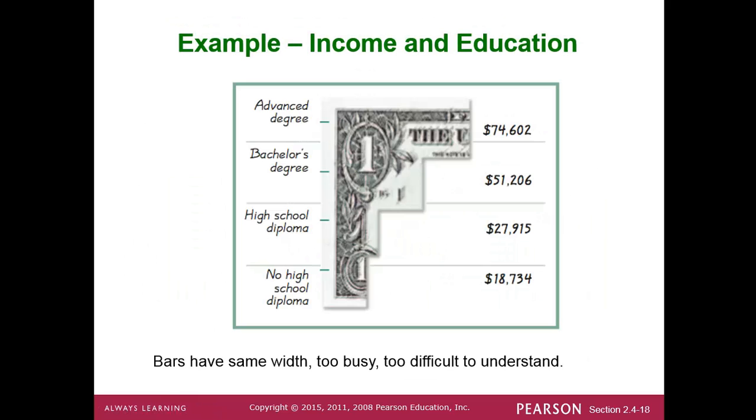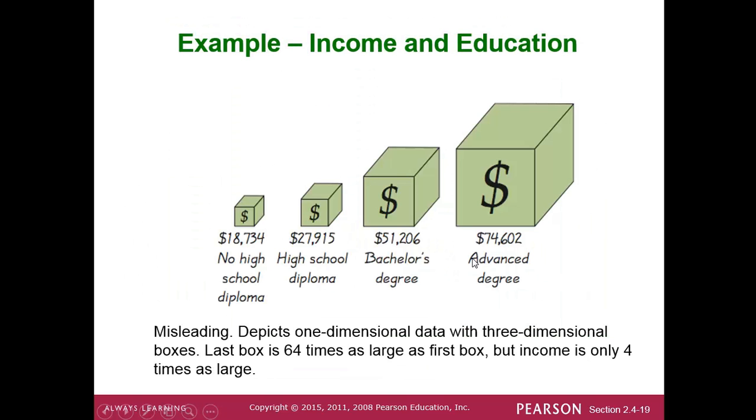So for example, here's one with a dollar bill. And initially you looked at it and you're like, oh, sure, of course, people with advanced degrees probably make more money. But the bars do not have the same width here, and it's very busy and distracting. So it's very difficult to convey the data that we're really trying to clearly say.